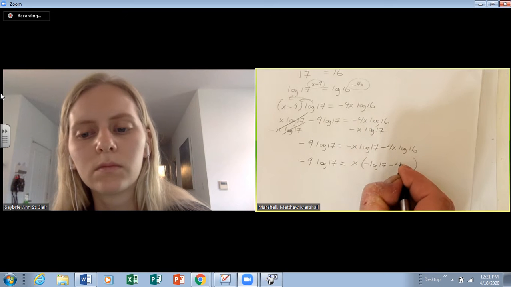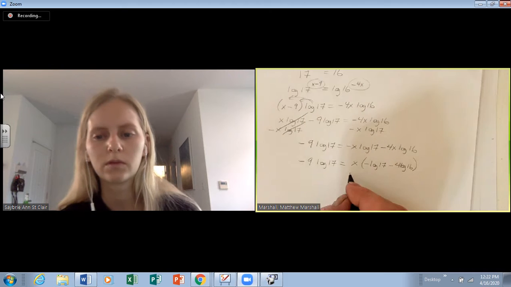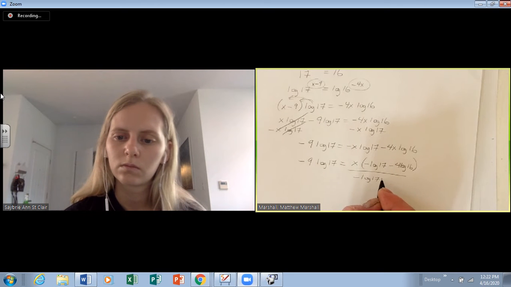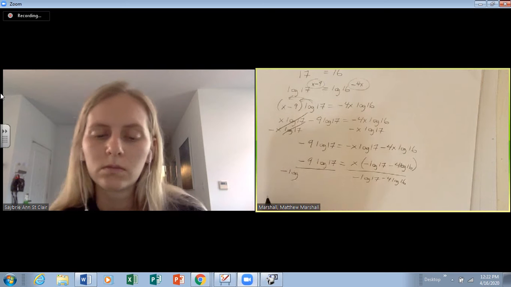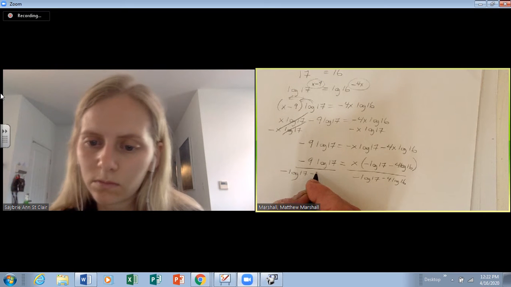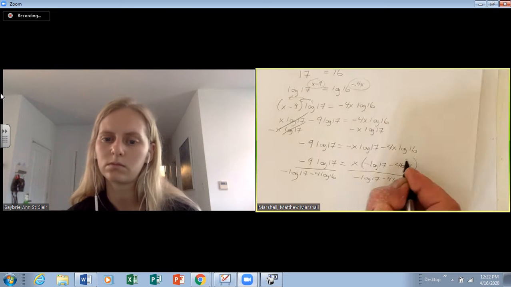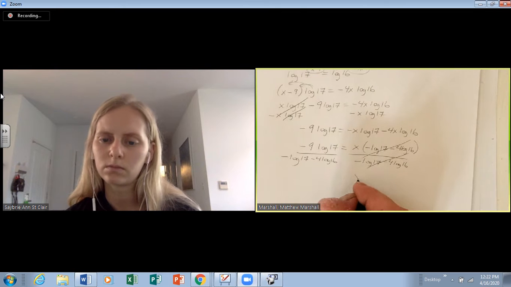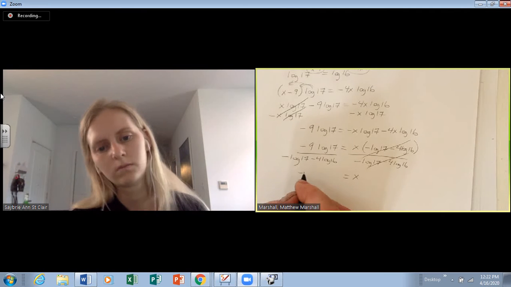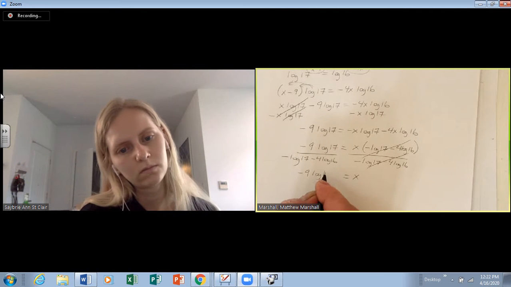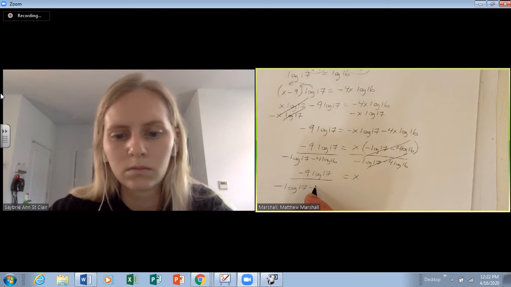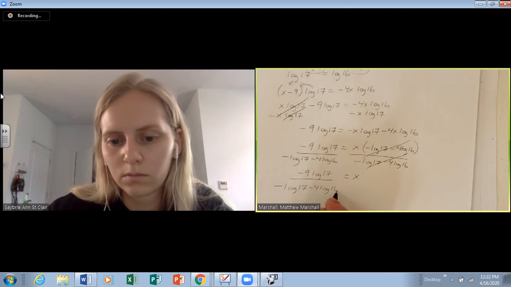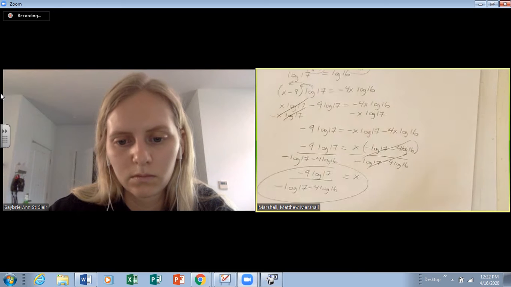minus 4 log 16. Divide by negative log 17 minus 4 log 16 on both sides. And I think after all that smoke clears, x equals negative 9 log 17 divided by negative log 17 minus 4 log 16. Oh my goodness.